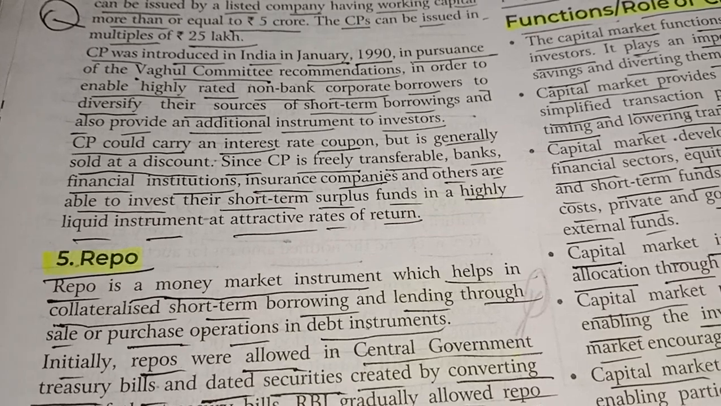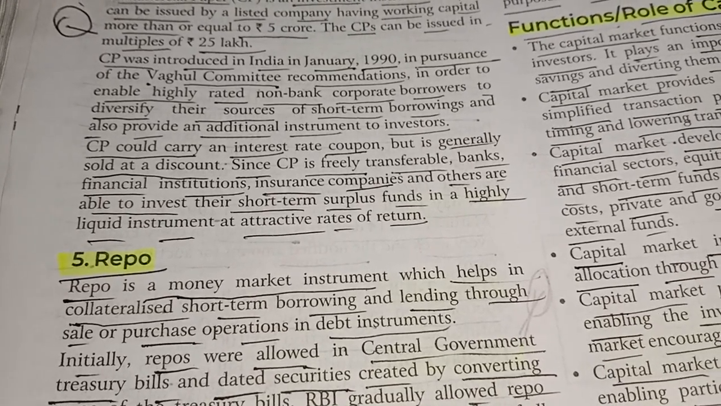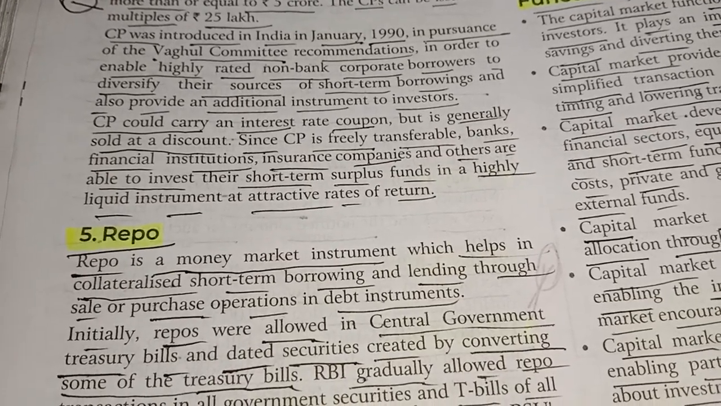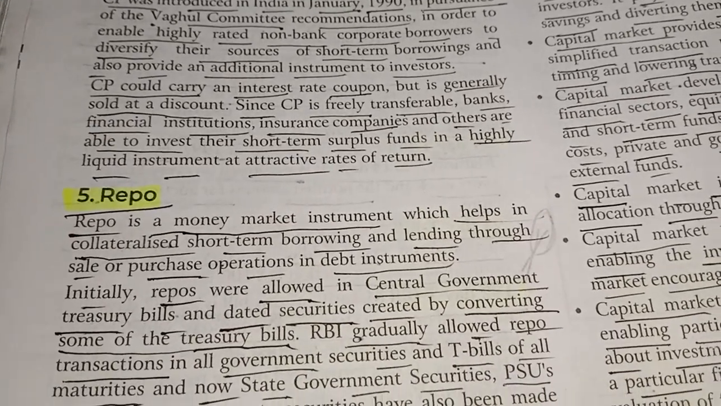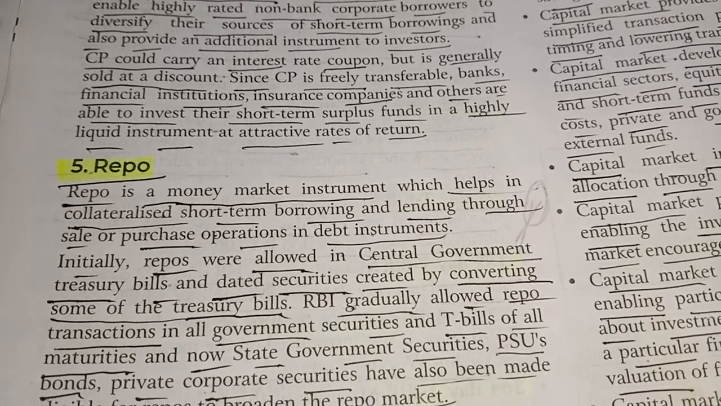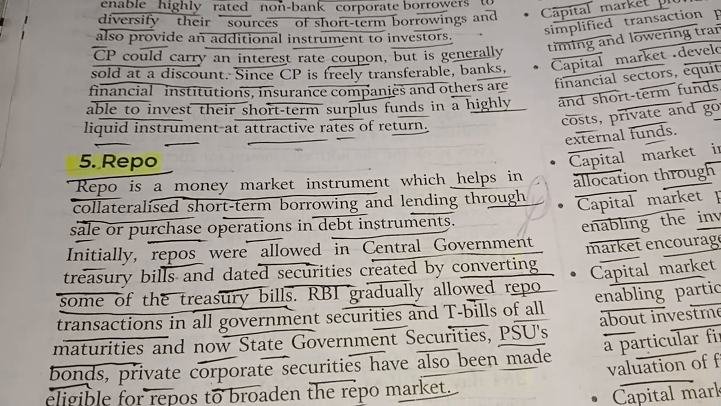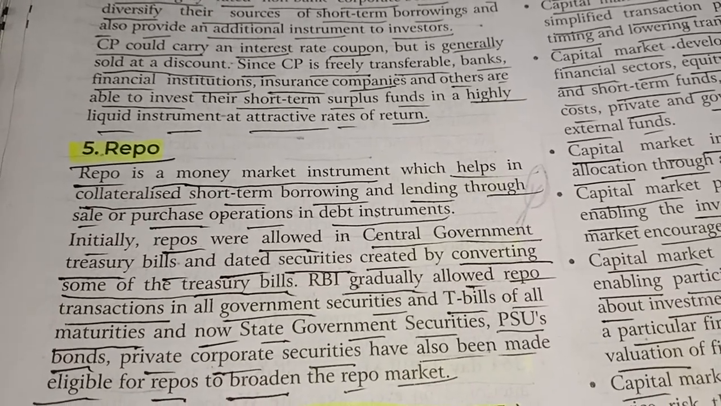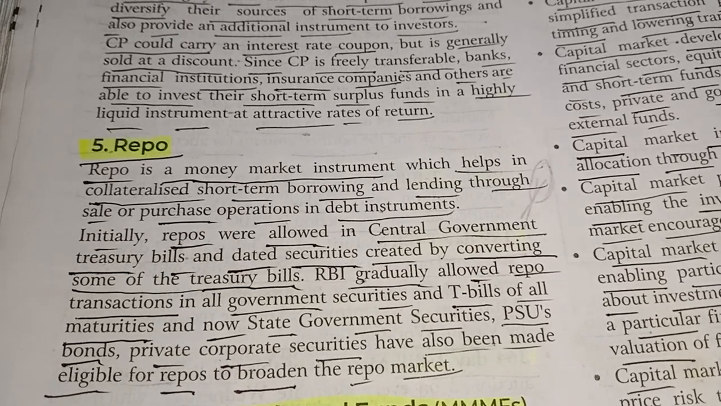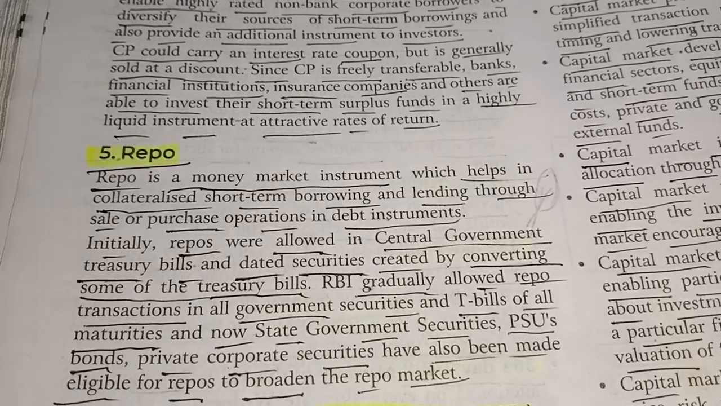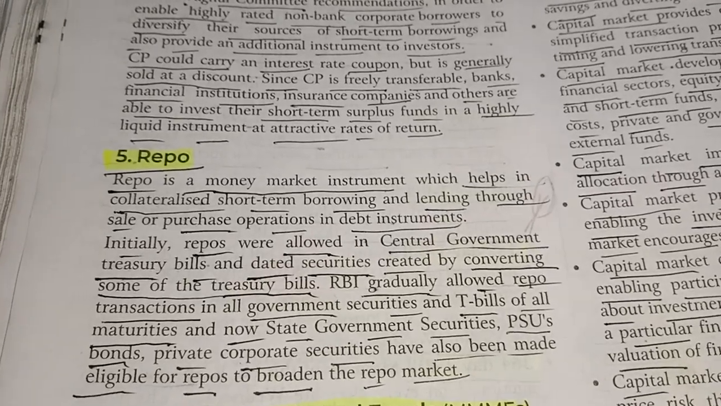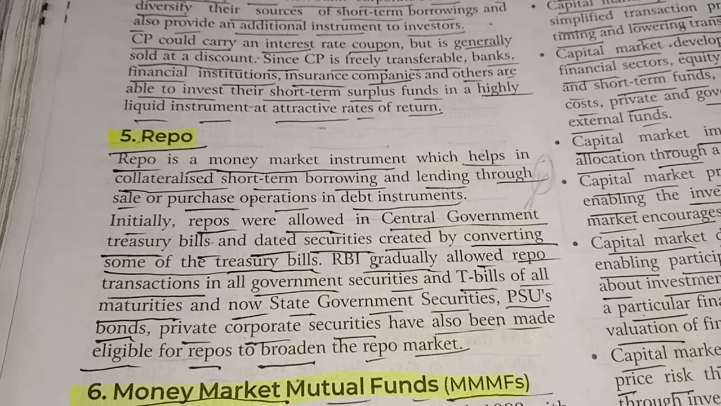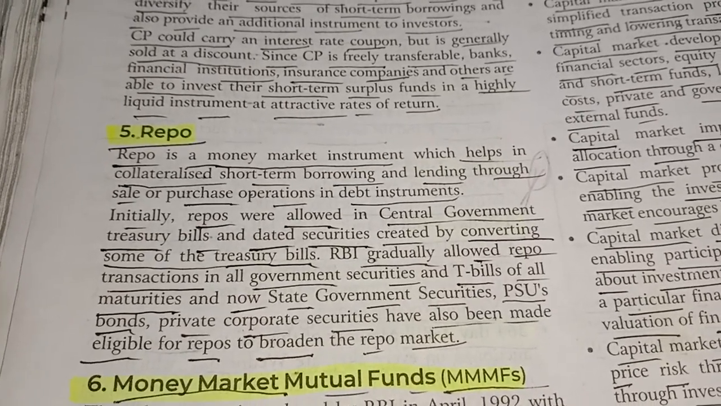Repo is a money market instrument which helps in collateralized short-term borrowing and lending through sale or purchase operations in debt instruments. Initially, repos were allowed in central government treasury bills and dated securities. RBI gradually allowed repo transactions in all government securities and T-bills of all maturities, and now state government securities, PSU bonds, and private corporate securities have also been made eligible for repos to broaden the repo market.